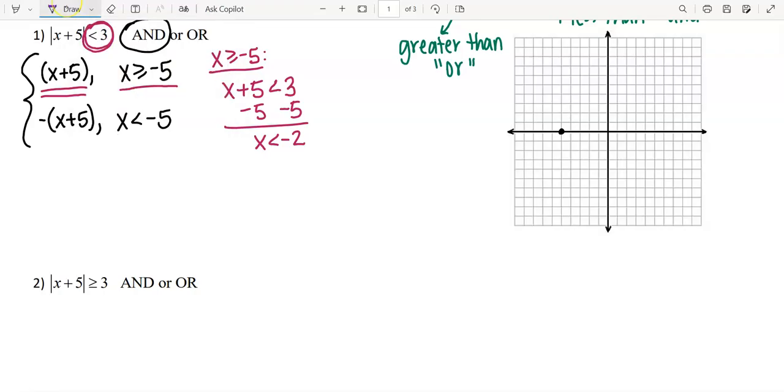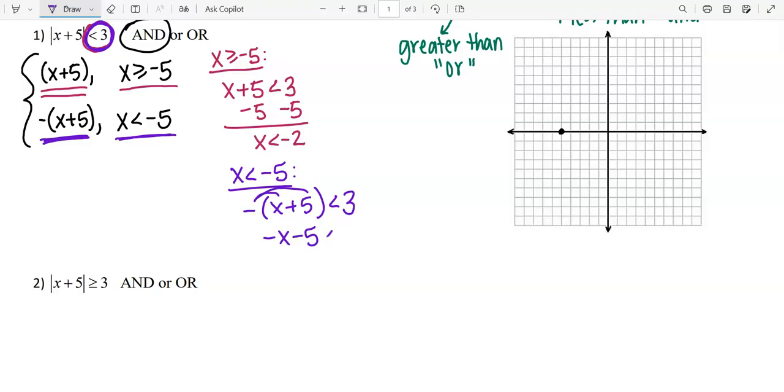When I'm setting up my next piece, I'm going to take my domain and bring it down here, x is less than negative 5, underline. I'm going to take my piecewise part, which was negative parentheses x plus 5, and then I'm going to take the right side of my inequality, which was less than 3. That's what I'm solving for that part of my piecewise, and I'm going to be quiet while you solve that real quick. Remember what you learned in Algebra 1 with solving inequalities.